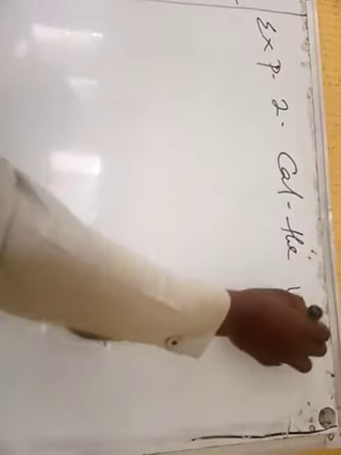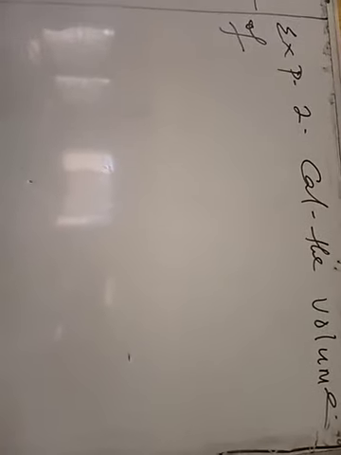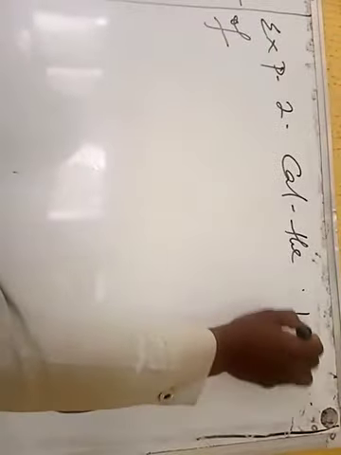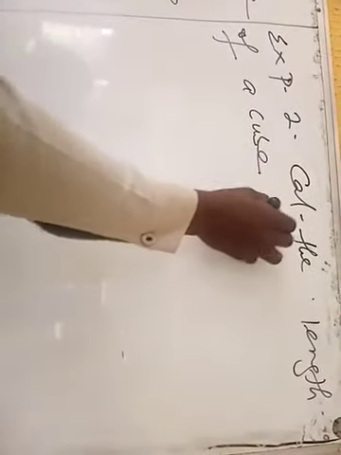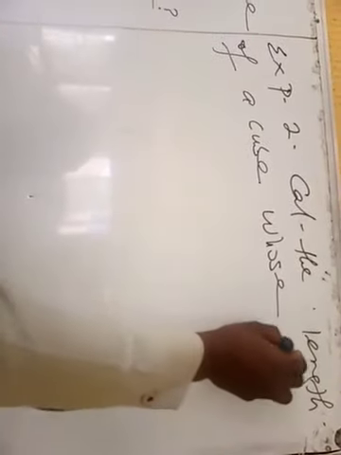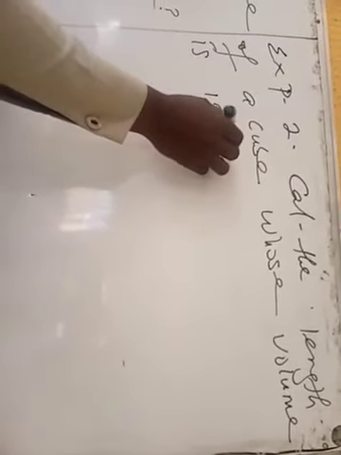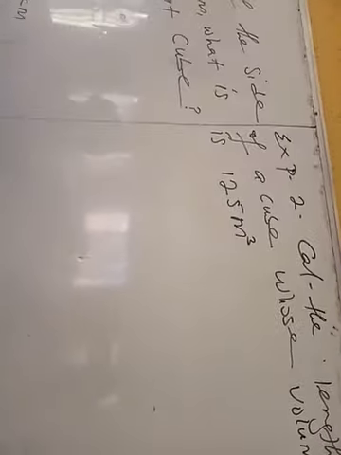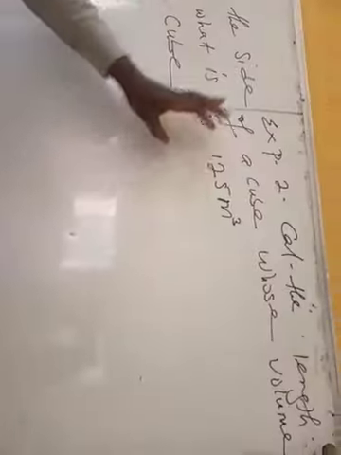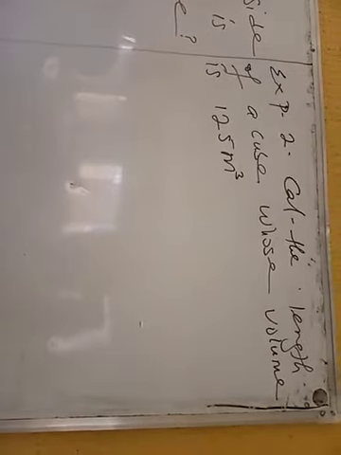Calculate the length of a cube whose volume is 125 meter cube. Now, this is a question. They're giving us the entire space it occupies. Now, how do you get the side or the length of the cube itself?